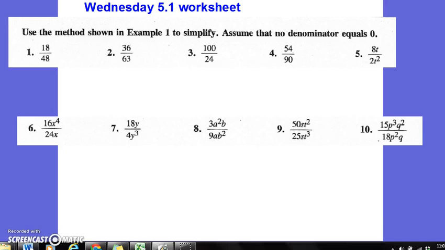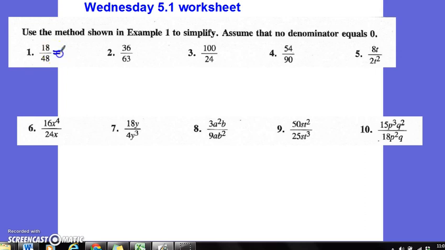Say it's going to be 5.1 worksheet. We're going to simplify quotients of monomials, and the first 5 are just pretty simple. You're just going to do calculator exercises, and you're going to type it in and come up with your answers. So I'm just going to put some answers up here.